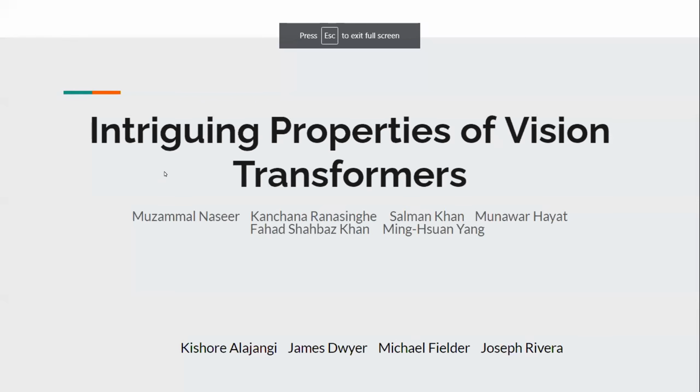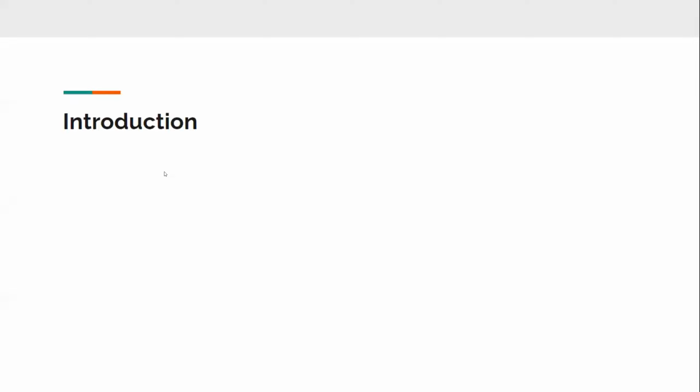Today we're going to be going over intriguing properties of vision transformers. In this paper, they wanted to compare transformer models to CNNs, namely ViT, DeiT, and T2T, on a variety of tasks. So they performed 5 main experiments.